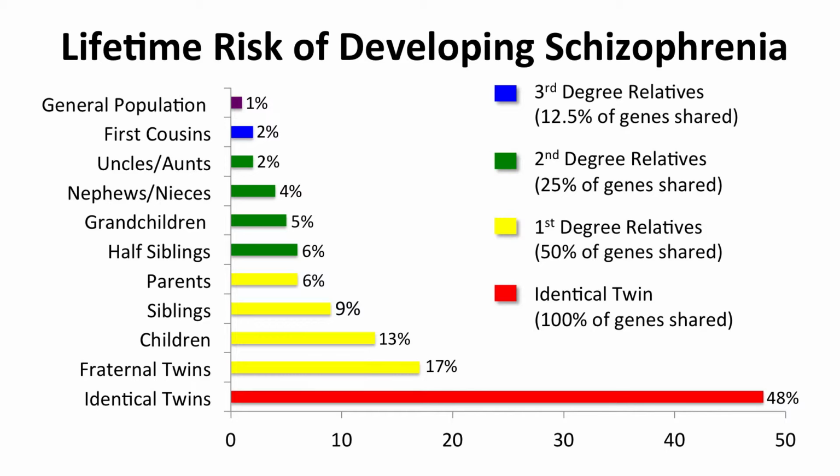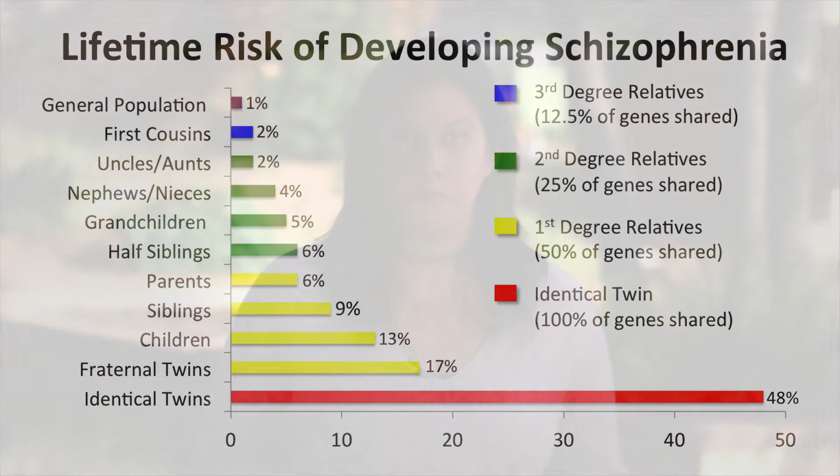Let's look at the green lines next. These represent second-degree relatives such as aunts, uncles, and grandchildren. Here you can see that the second-degree relatives of someone with schizophrenia are also at greater risk for developing the disorder than the general population, which is represented by the purple line at the top.